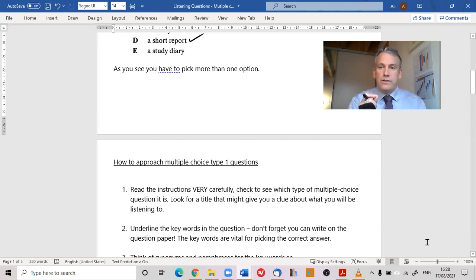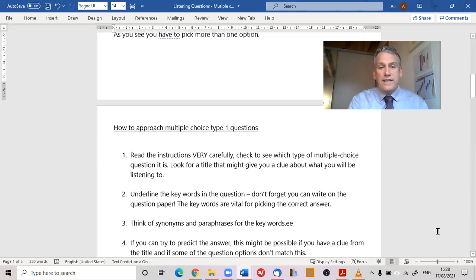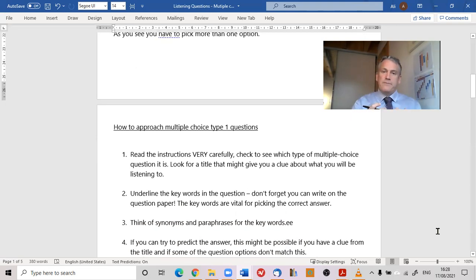Okay, what else? Underline the key words in the question. Don't forget, you can write on the question paper. There's no problem with that. And the key words are vital for picking the correct answer. Okay, our next phase is to think of synonyms and paraphrases for the key words we've selected.